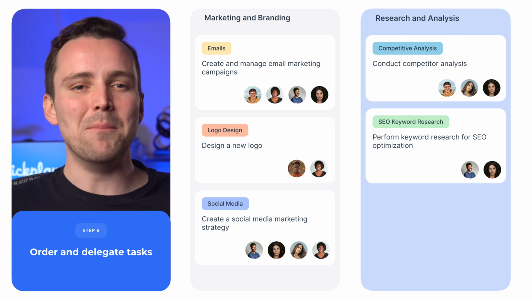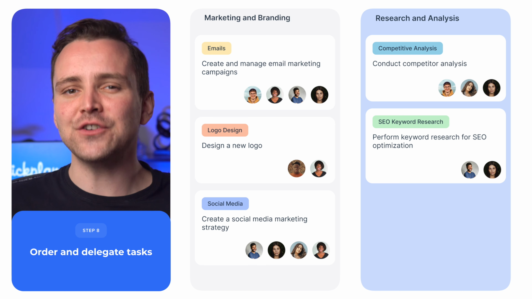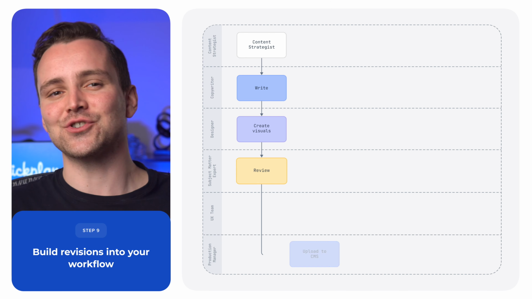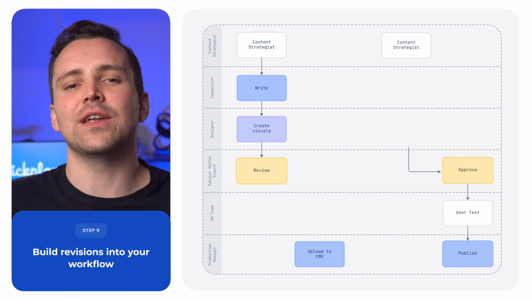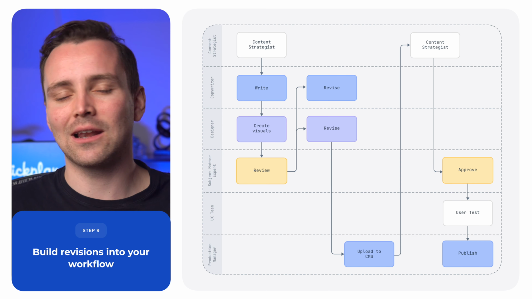Streamline your workflow by minimizing handoffs between team members. Aim for a lean, efficient collaboration machine. Step 9. Build revisions into your workflow. Anticipate revisions as part of content development to manage expectations and ensure achievable deadlines.